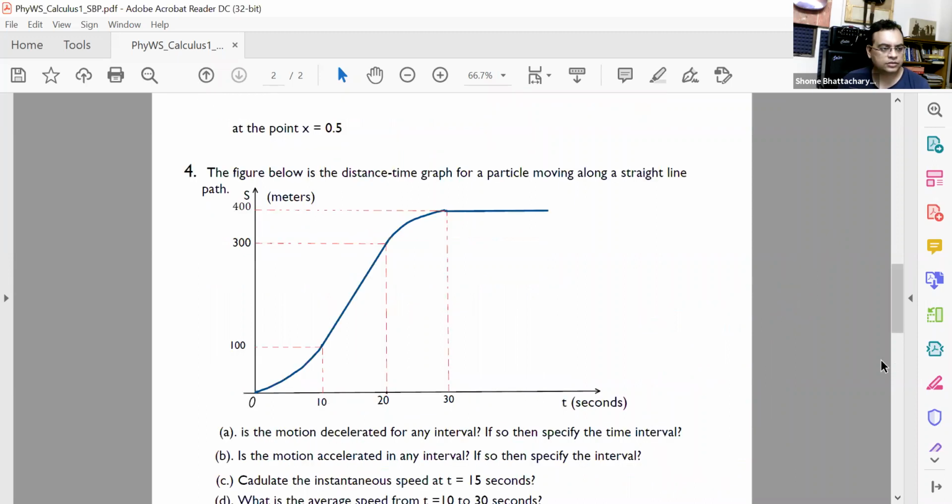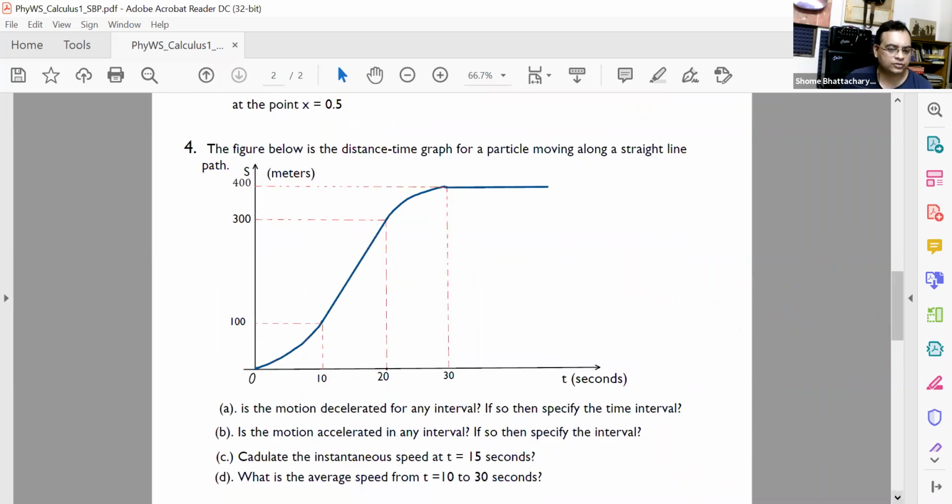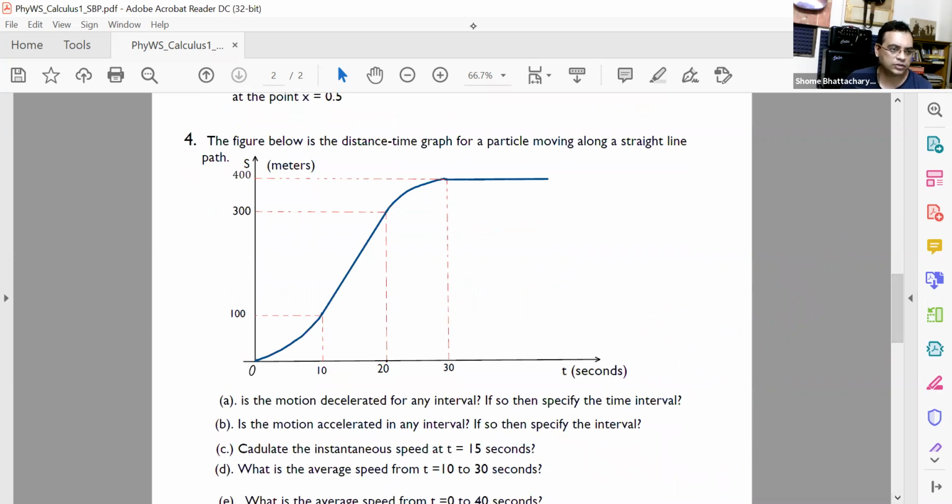So that was this question. And then this was just about interpretation of graphs. So I hope all of you got this. What you have to understand is that this part of the graph, from here to here, we will treat it like a straight line. So it has a uniform slope.